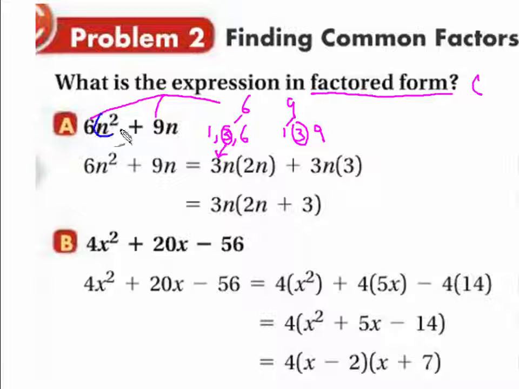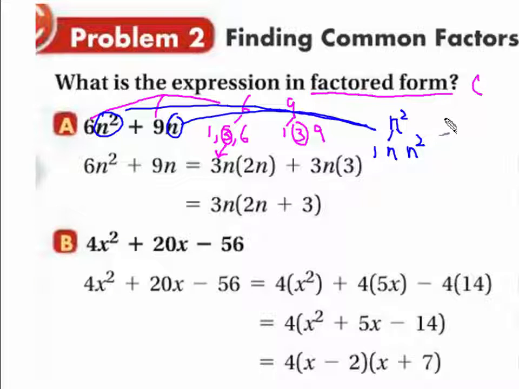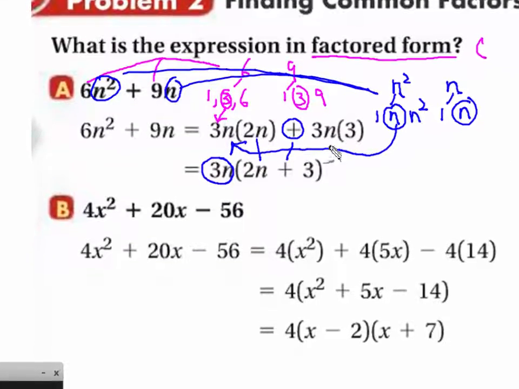So for n squared and n, the factors of n squared are 1, n, and n squared. For n, of course, the factors are 1 and n. And the greatest common factor is n. So that's why you have n right here. So the common factor is 3n and 3n here. The reverse distribution, so we factor out 3n right here, and then look at that, it's plus right here, so 2n plus 3.